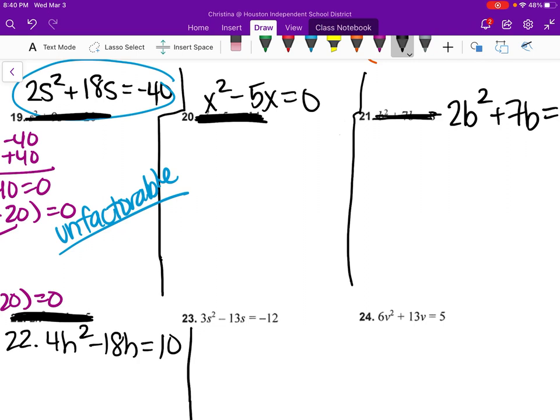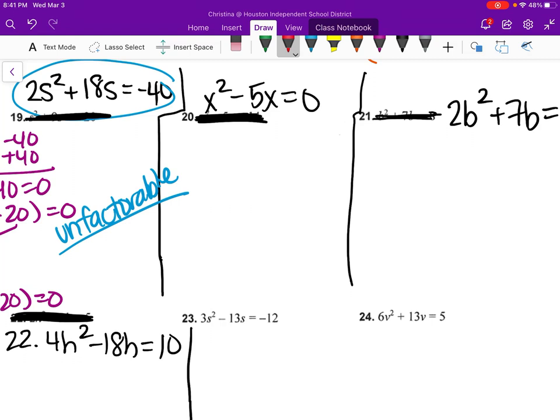Question 20 looks like another gross question. Let me look at this very carefully. I have an ax squared term, I have the bx, the middle portion, but I'm missing the constant at the end. Whenever the c is missing, we're going to factor out the GCF.